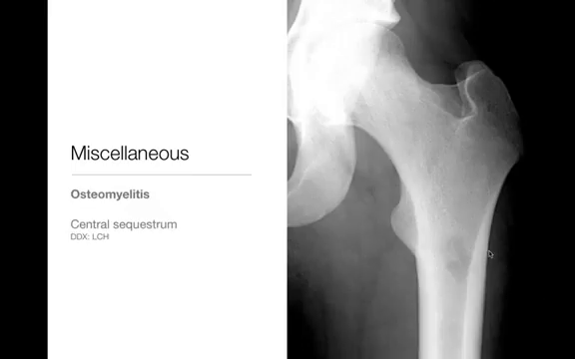This is an example of osteomyelitis, which shows this geographic lytic lesion with a central bony sequestrum. Langerhans cell histiocytosis would look just like this as well, so it can be hard to tell apart radiographically, but this was an example of osteomyelitis with a bony sequestrum.